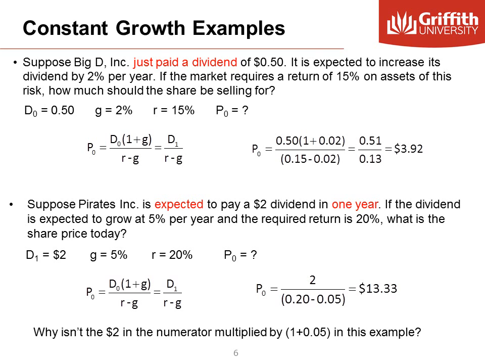The reason is that here we are given D1, the expected dividend in 1 year. So here D1 is already calculated for us. So we don't need to multiply it by 1 plus G. It's already in the future. So do not make a mistake in these calculations by paying attention to where the problem says just paid or is about to pay versus expected to pay in the future.